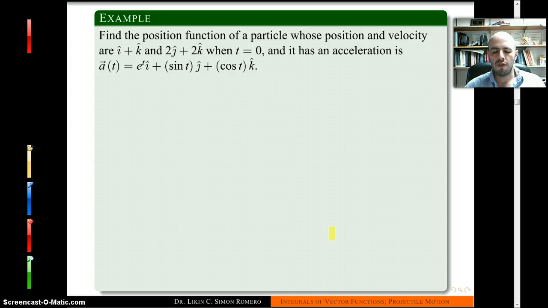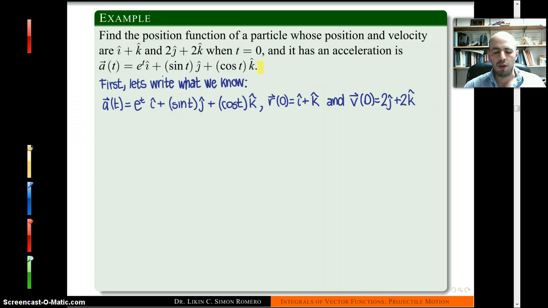Find the position function of a particle whose position and velocity at 0 are these two vectors and whose acceleration is this vector function. Let's start writing what we know. We know the acceleration function and we know two very particular values at 0. These two are called initial conditions. They are called initial conditions not because t is equal to 0, but because they are particular conditions given to us at the beginning of the problem. These could be at t equal to 1 instead of t equal to 0, and they still would be called initial conditions.